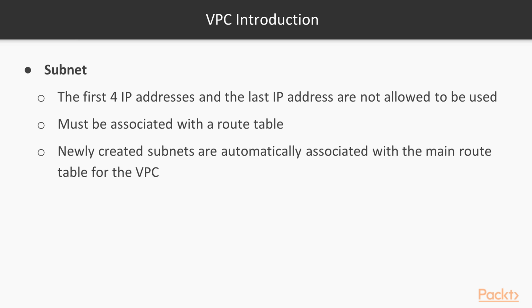The first 4 IP addresses and the last IP address in each subnet CIDR block are not allowed to be used. A subnet must be associated with a route table, which specifies the allowed routes for outbound traffic leaving the subnet. Newly created subnets are automatically associated with the main route table for the VPC.